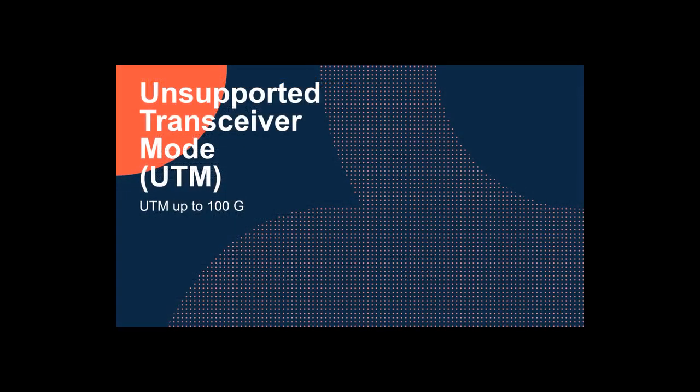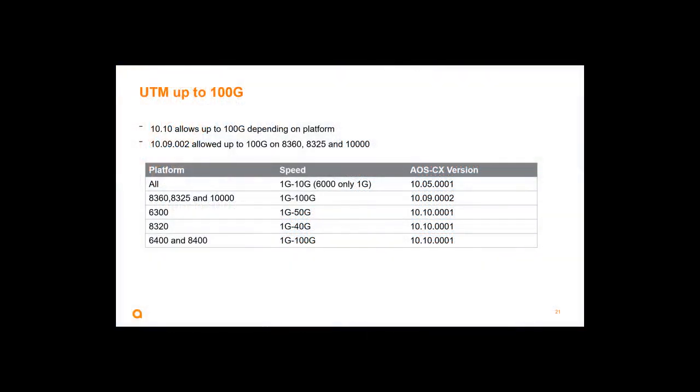Unsupported transceiver mode for 10.10. So unsupported transceiver mode up to 100 gig. 10.10 allows up to 100 gig, depending on the platform we have in front of us. Just a reminder, in 10.09.002, we did allow up to 100 gig on the 8360, 8325, and the 10000. And here's a full summary table below.